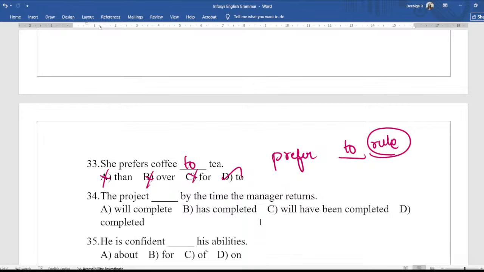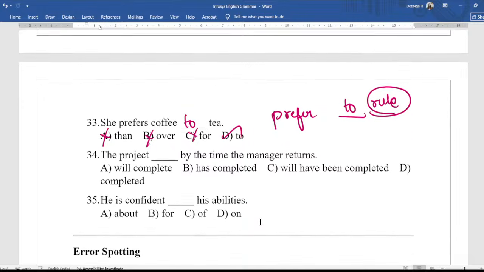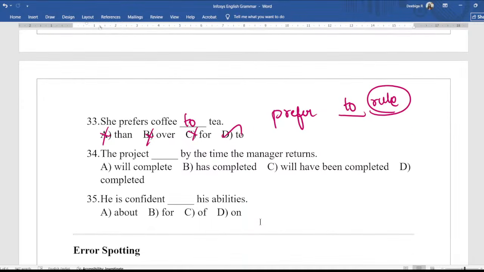Okay. The project dash by the time the manager returns. I already told you when you see by, you will use future perfect tense. You can see will plus have is future perfect. So obviously you can use the third option. The project will have been completed by the time the manager returns. This is an imaginary thing. That is why you use have.